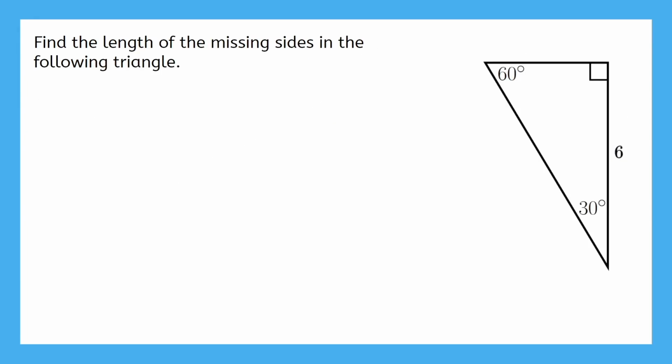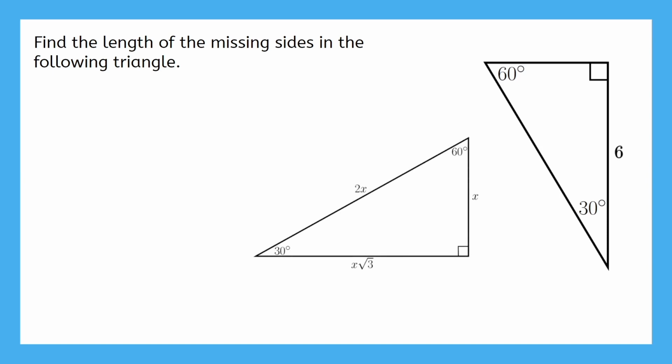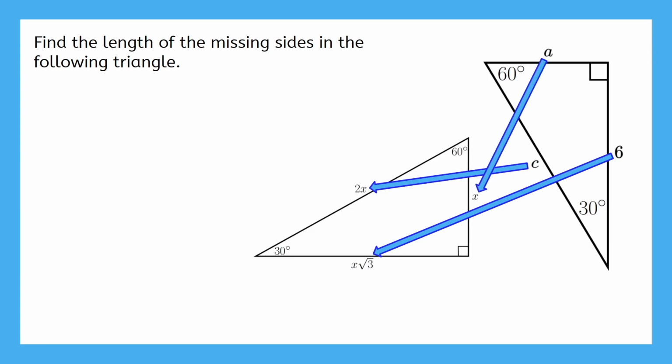Here's another example. Find the length of the missing sides in the following triangle. Try pausing the video to see if you could find these missing sides. Okay, here's our chart. So let's first label our unknown sides. Since our standard chart uses x, let's label the short leg a and the hypotenuse c. Now let's match the side with a number to the chart, which in this case is the long leg. The other two will be c matching 2x, the hypotenuse, and a matching x, the short leg.